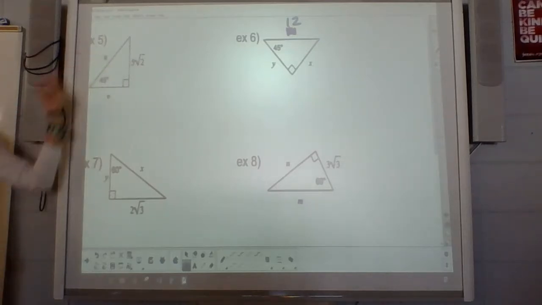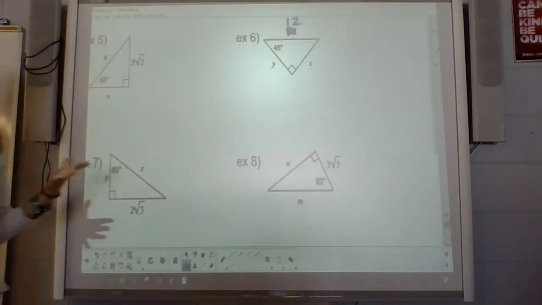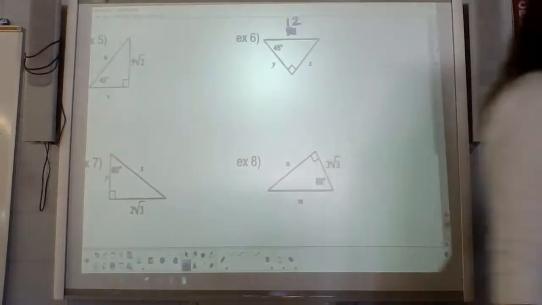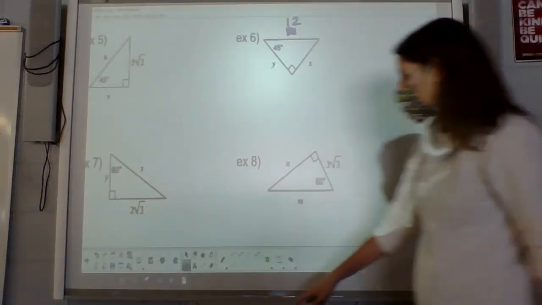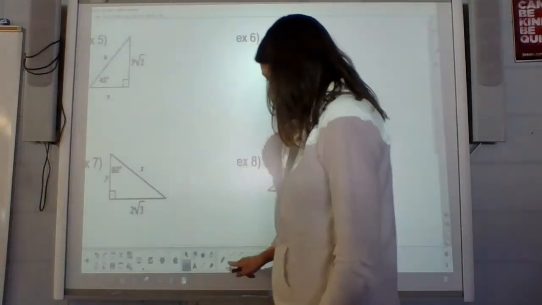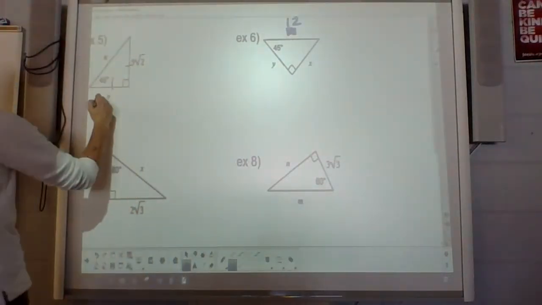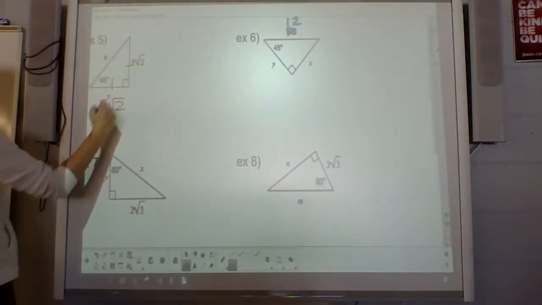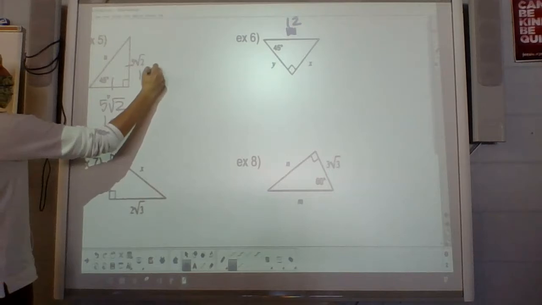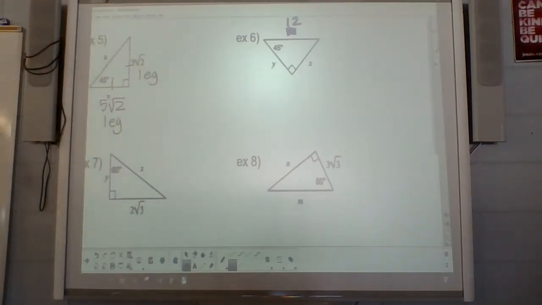So what do you know in example 5? Is there anything that you would be able to tell me right away? Yeah, Bella? Yeah, because these are both legs here. So this and this are the same. So this is also 5 square roots of 2. So we have leg. And then the hypotenuse should be what?